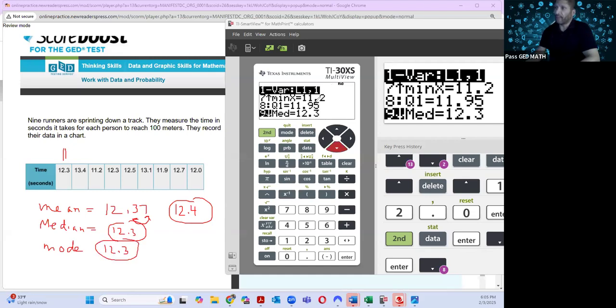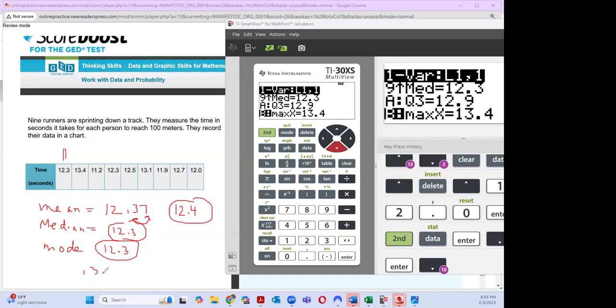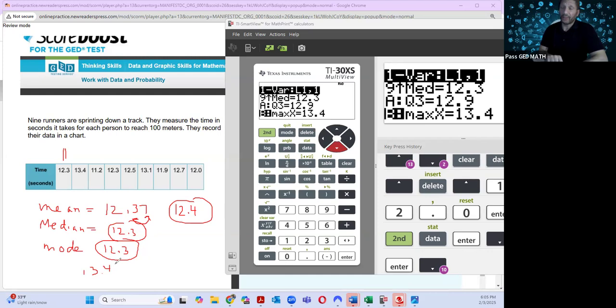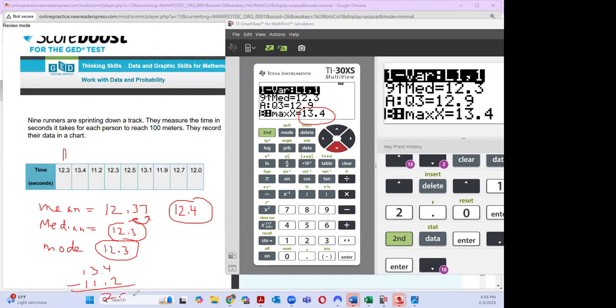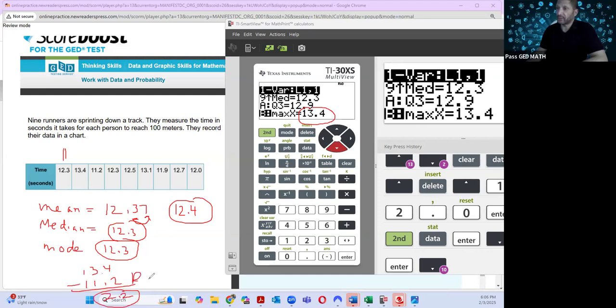Our range: our minimum is 11.2. The calculator tells us the minimum, MIN, 11.2. Our max is 13.4. Range is the highest number minus the lowest. So the max is 13.4, the min was 11.2. Now we subtract, and we get 2.2. So our range is 2.2.